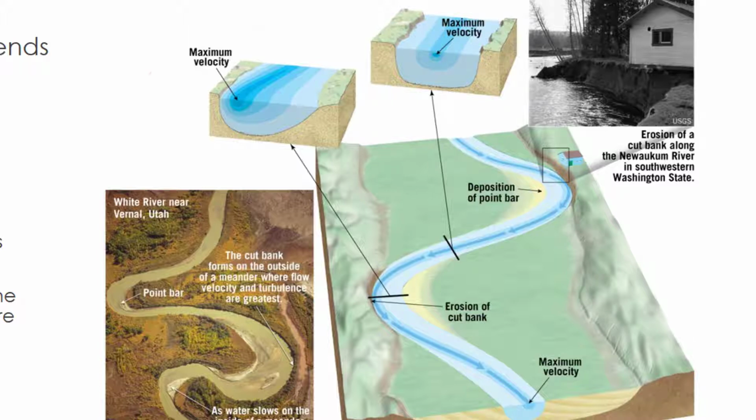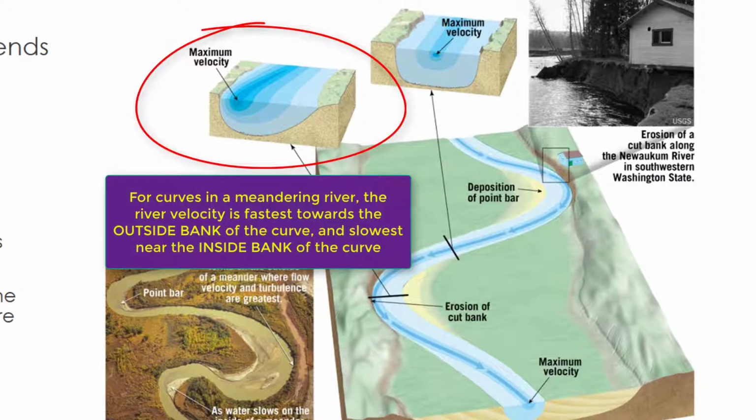However, things get a little bit different at the curved portions of these meandering rivers. For curved sections of the river, the maximum velocity will occur towards the outside of the curve. And it's towards the outside of that curve that the river possesses the greatest potential to erode the riverbank.